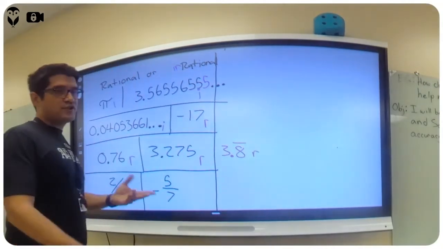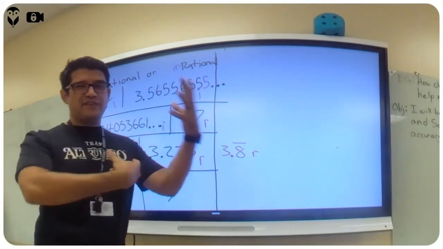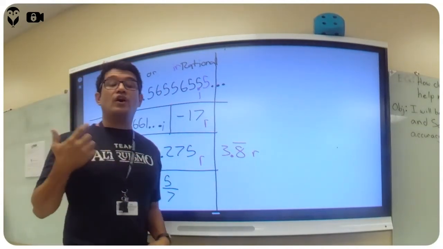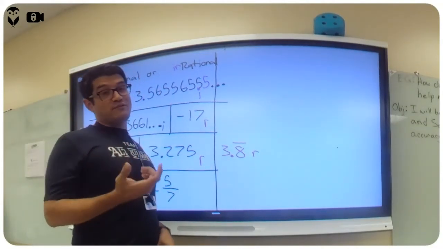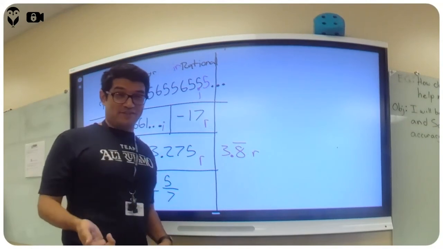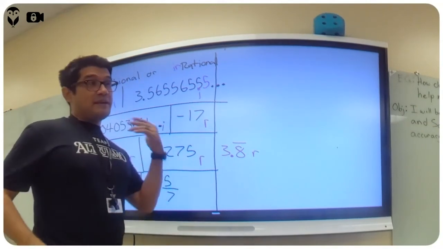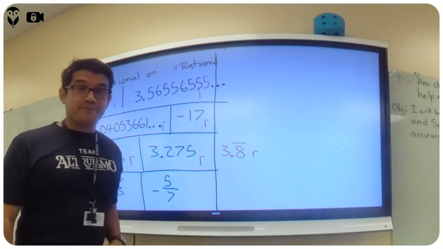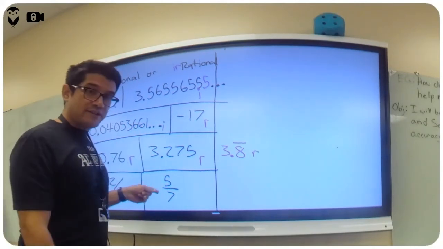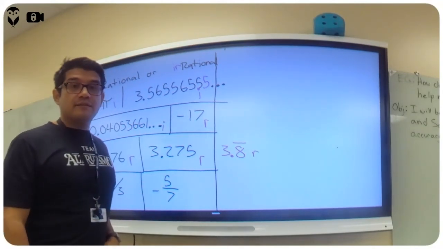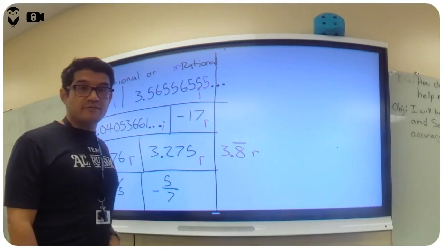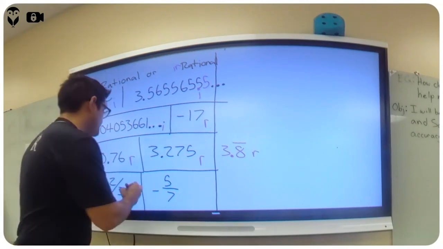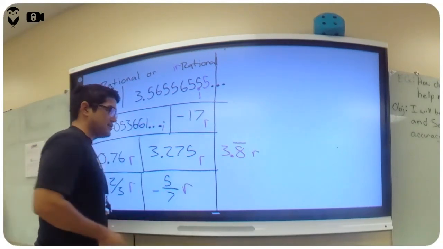What about a fraction? All fractions are rational because the definition of rational is it can be made into a fraction. So I can explain to you, what's this number? It's 2/3. Oh, okay, thanks. What about this negative fraction? Negative 5/7? Yeah, it's negative 5/7. Oh, okay. So this is also rational and this is also rational.